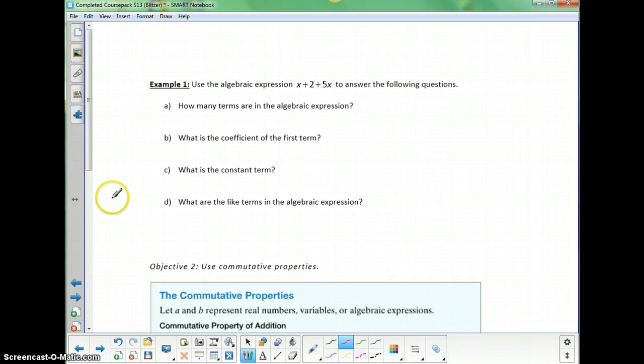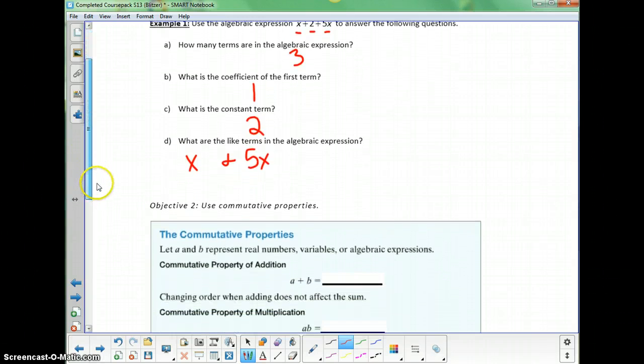All right, the next example. Use the algebraic expression x plus 2 plus 5x to answer the following questions. How many terms are there? The terms are separated by addition, so there are 1, 2, 3 of them. What is the coefficient of the first term? The first term is x, its coefficient is 1. What is the constant term? 2, that's the term that has no variable. And what are the like terms? So the like terms are x and 5x. Those are like terms, they're both variable terms with the variable x.